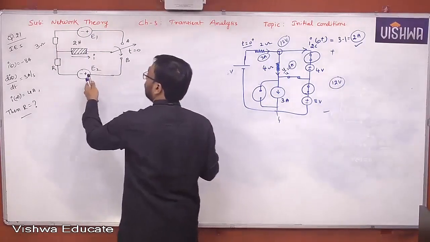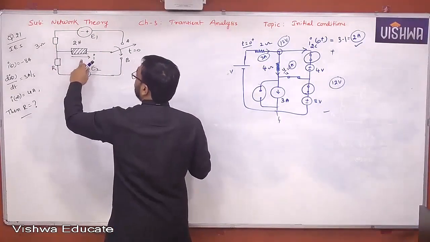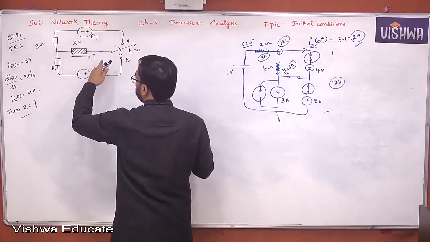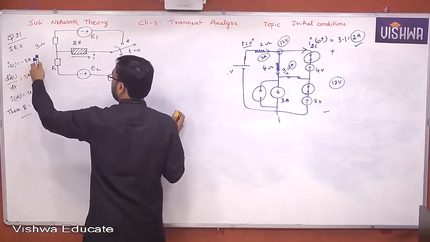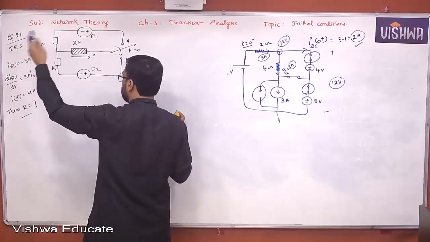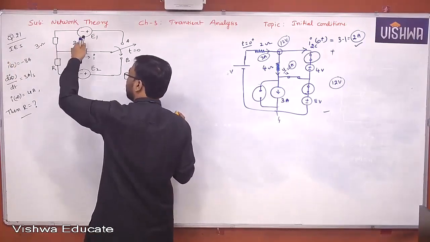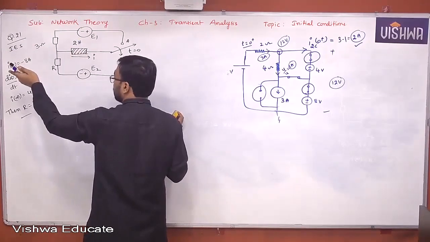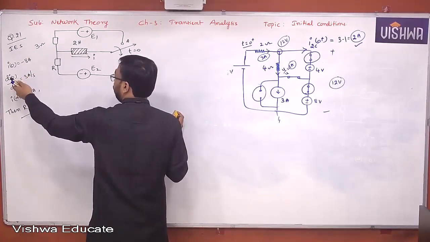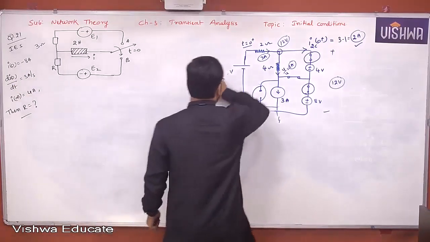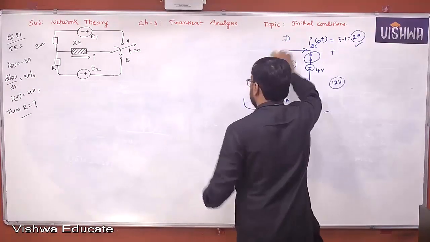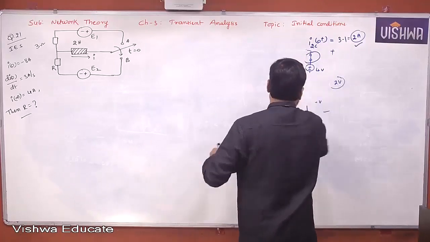Voltage source, resistor, 2 Henry, nothing but what? Inductor. Current through inductor I is given. I of 0 is given. Nothing but I of 0 minus and 0 plus, both are same, because it is an inductor, current through inductor may not change instantaneously. di of 0 by dt is given. I of infinity is given. Final conditions. Okay, now you are expected to determine the capital R value.